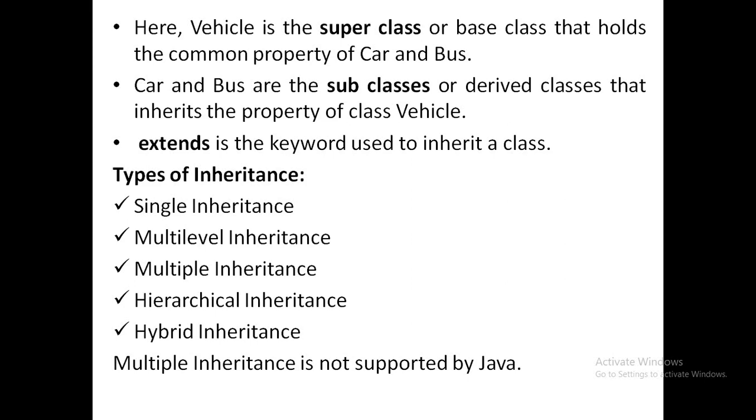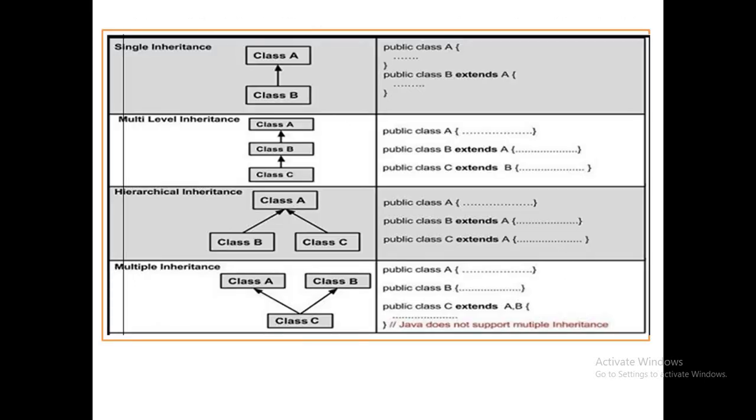The commonly used types of inheritance are single inheritance, multi-level inheritance, multiple inheritance, hierarchical inheritance, as well as hybrid inheritance. Multiple inheritance is not supported in Java. In the case of single inheritance, we have a base class and a subclass. The subclass is inheriting the characteristics of the base class.